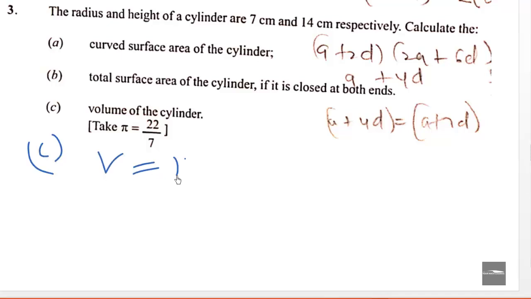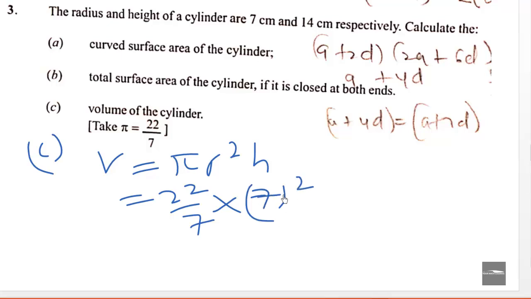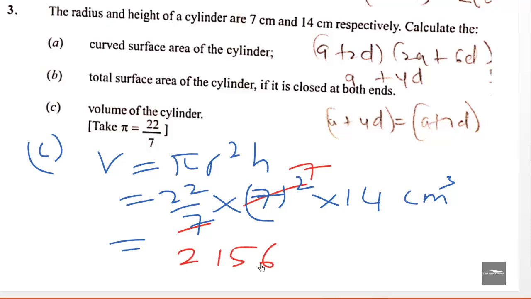Volume is given by pi r squared times h, which is 22/7, times 7 squared times 14 centimeter cube. So this will give us 7 will go here 7 times, and we are left with 7 times 22 times 14, and that will give us 2156 centimeter cube.